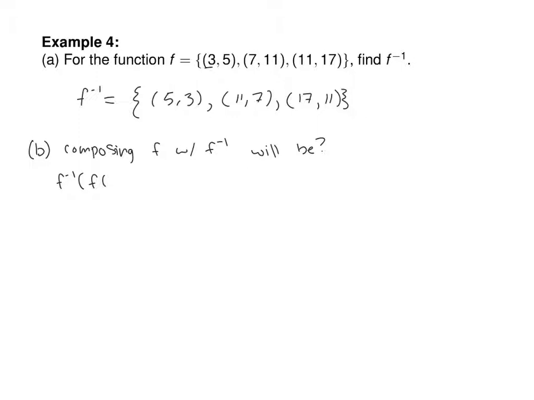3 into f. So 3 or 7, right? Or 11. So I do f inverse of f of, say, 3. So first figure out what f of 3 is. What is f of 3 going to be? 5. And then what is f inverse of 5?